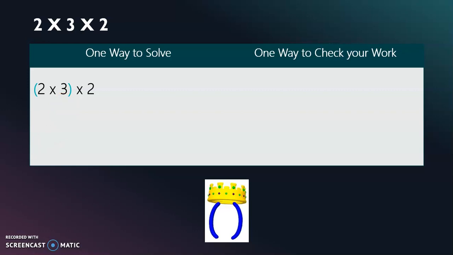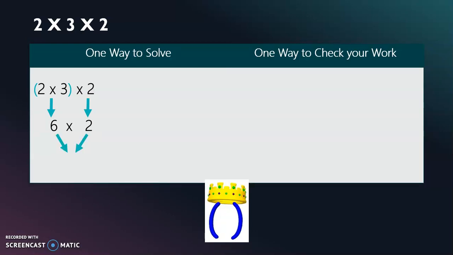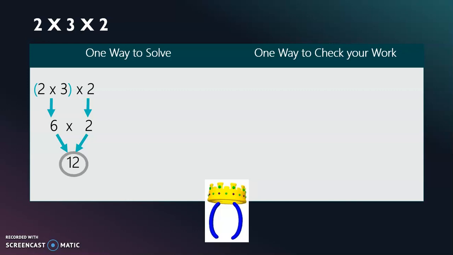Next, I'm going to multiply those 2 factors together, so 2 times 3 is 6. And then I'm going to drag down this other 2 and multiply it with 6. So I have 6 times 2, and I know that 6 times 2 equals 12. I know this because I just know my fact families. However, if you need to watch your multiplication video from yesterday, you can watch that, and then that will help you. You can use circle groups or whatever you want.